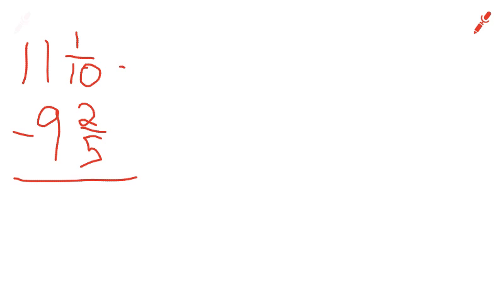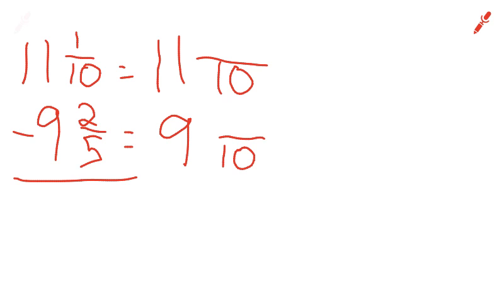The first problem is we don't have common denominators. To add or subtract fractions, you must have common denominators. Our 10 and 5 are different, so we need to make them the same. What's the lowest number that both 10 and 5 will go into? It's 10. This 10 is the same, so we bring the 1 over. 5 times 2 equals 10, so 2 times 2 equals 4. Now we have common denominators.